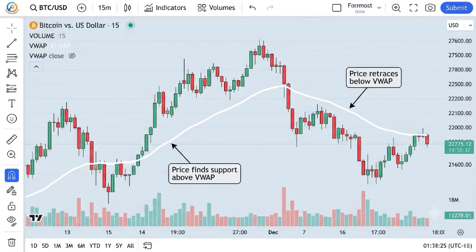When price is above VWAP, the market is bullish. Buyers control the day. When price is below VWAP, the market is bearish. Sellers control the day. VWAP is the line that separates them.